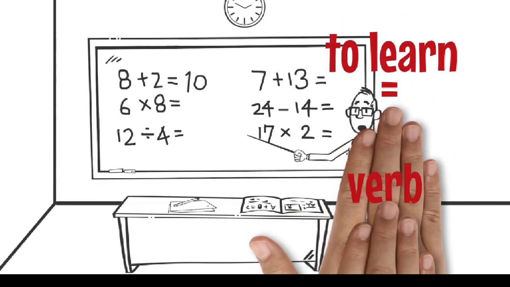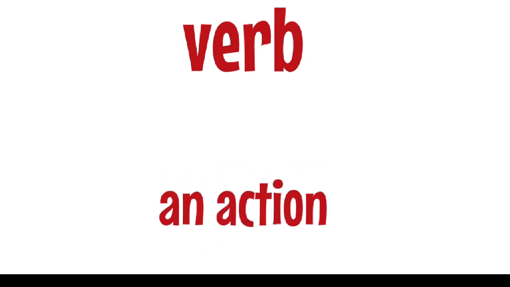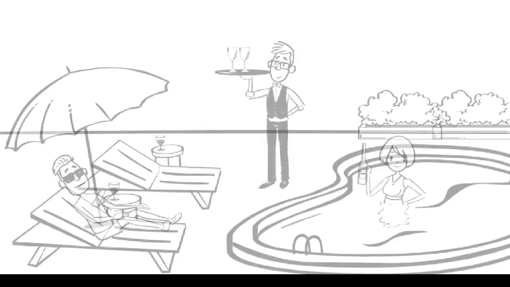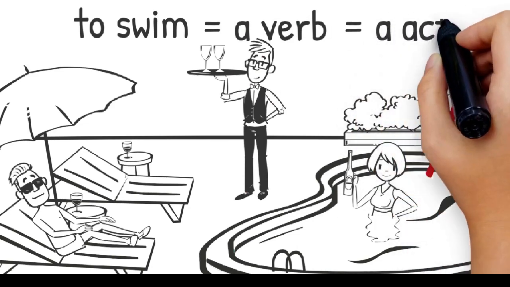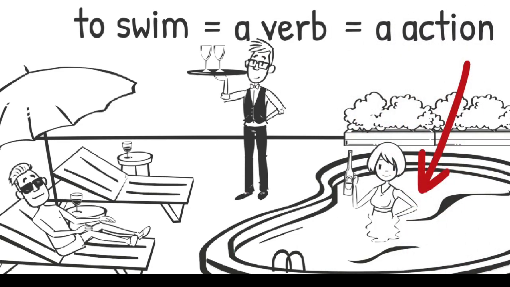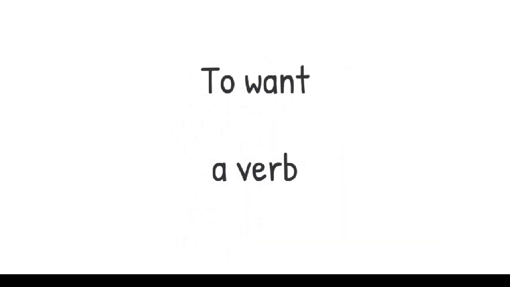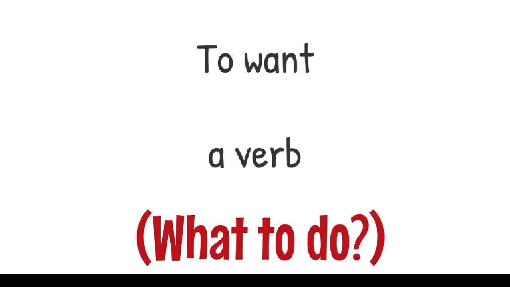To learn is a verb. A verb is another part of speech whose function is to indicate an action. It answers the question what to do. To swim is a verb. It indicates an action. To want is also a verb. It indicates an action and answers the question what to do.